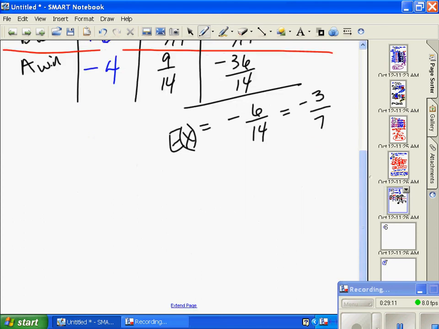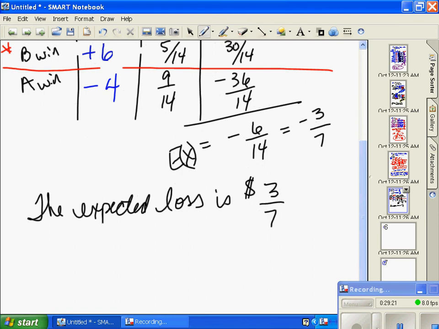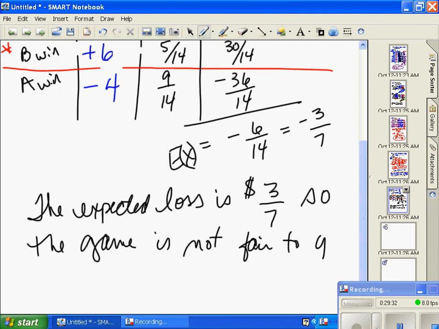So we could write this out. The expected loss is $3 or 3 over $7, whatever that is. I don't have a calculator, so I can just leave it like that. So the game is not fair to you. Okay, it would be favorable to Bob.